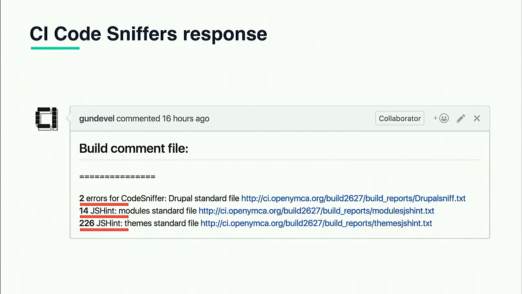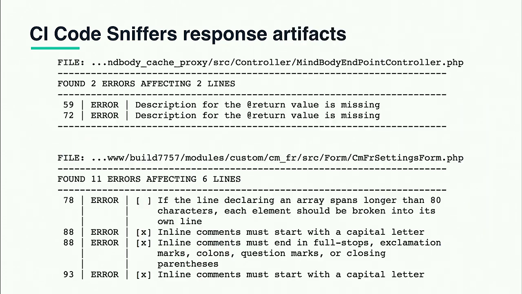And here is a response that a developer gets whenever he creates a pull request. That's the response from our bot, from our CI server, and we see that there is a report and links to artifacts. In this specific case, we have two errors from PHP sniffer, a few errors from JSHint, and a lot of errors from another JSHint in theme.js files. And this is the artifact file.